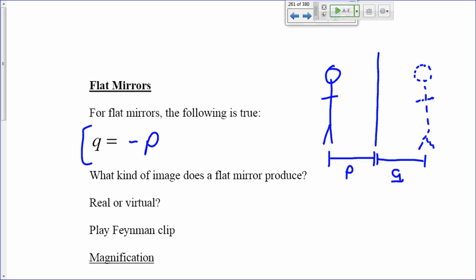That means that the same distance is between the object and the mirror as is between the image and the mirror. The image is equidistant from the mirror as the object is from the mirror, except that it's negative. And so the negative comes into play because this is what type of image? This is a virtual image. So we just have that negative there to remind us that this is a virtual image.